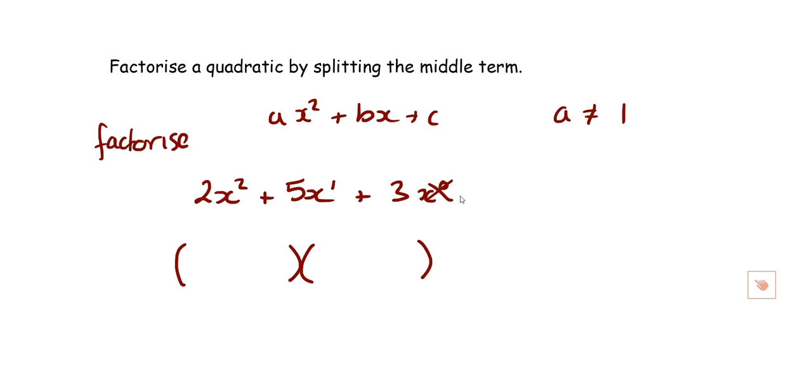Right, so this time, normally what we say is we look at it and go, right, 2 numbers multiply to make 3, add to make 5. That's what we tend to do. It doesn't work in this case, does it? Because what multiplies to make 3? 3 and 1, that's it, it's a prime number. 3 and 1 don't add to make 5.